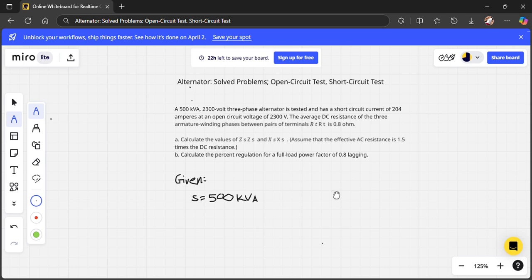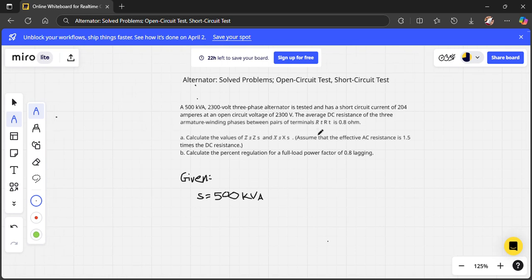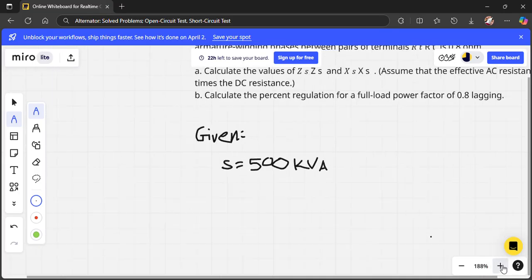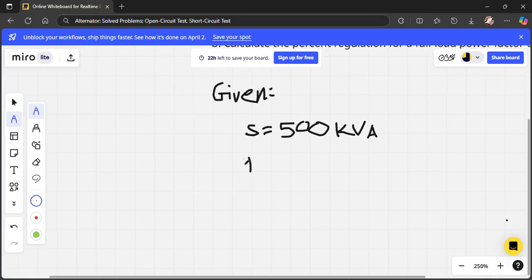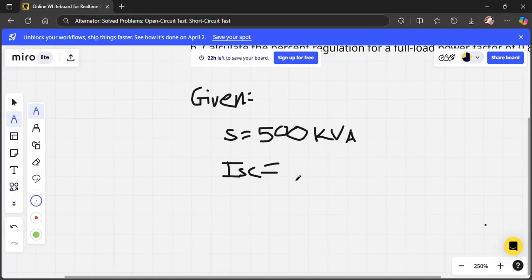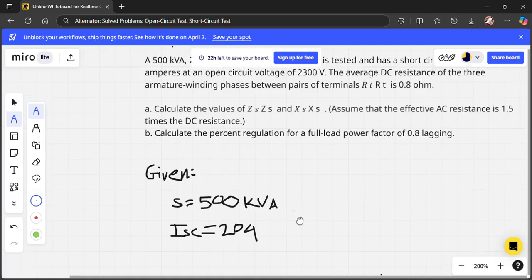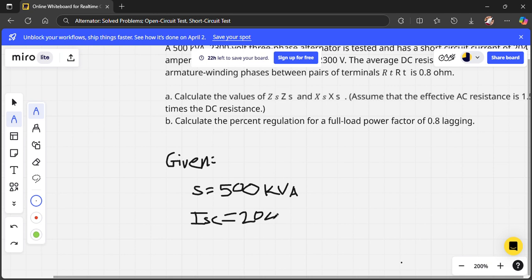And it also says that we have a short circuit current of 204. Let's write that: I_SC, meaning short circuit current, is 204 amperes.